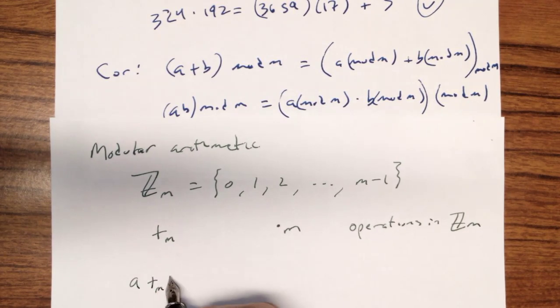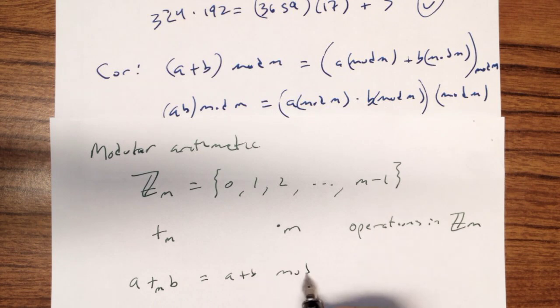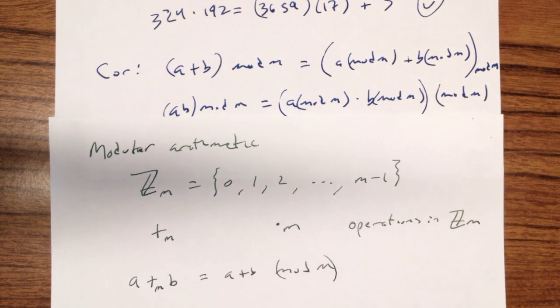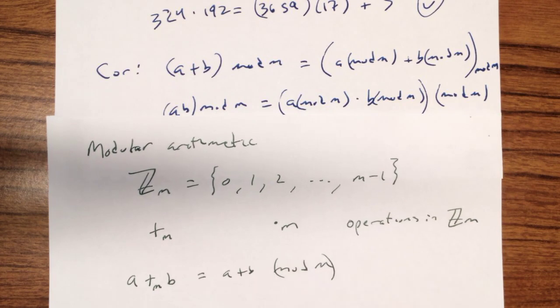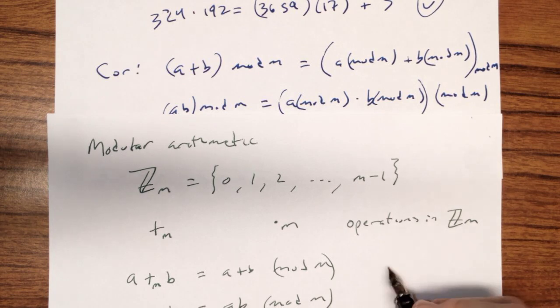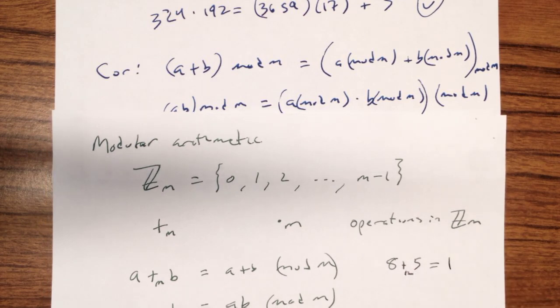A plus_m B is (A plus B) mod M. Similar for multiplication. A times_m B is AB mod M. If I'm working with the clock, then I'm doing this all mod 12. So 8 plus 5 is 1.